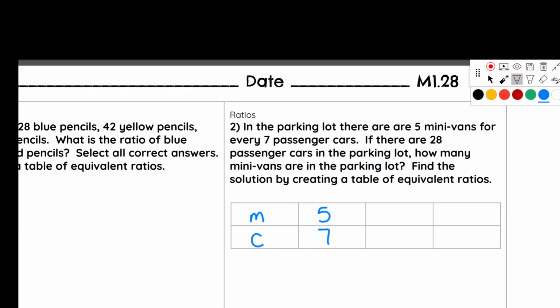So 7, 14, 21, and it looks like I'm going to run out of room here. I'll put in a 28. I'll count by 7s. So the minivans count by 5s, 5, 10, 15, 20. So if there are 28 passenger cars, there are 20 minivans in the parking lot.